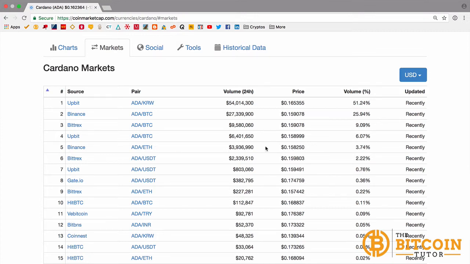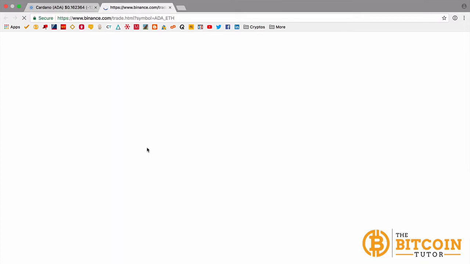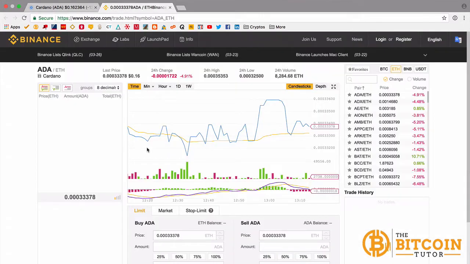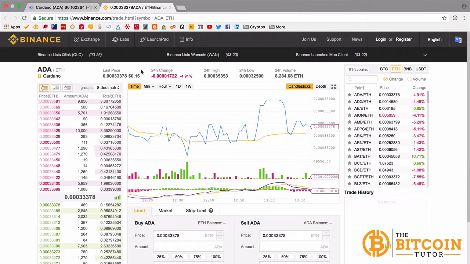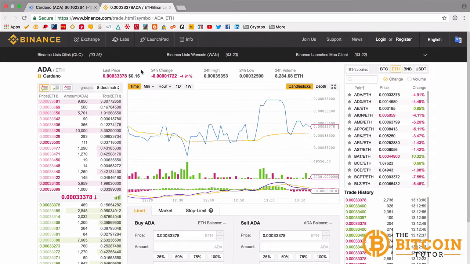I will now click on the trading pair for Binance. Binance will now show me the latest price of Cardano in terms of Ethereum, the quote currency. The last price I saw was ADA/ETH at 0.0003 and some more decimal points. That means that one Cardano costs only a small fraction of an Ethereum. Looking at that in reverse, one Ethereum buys about 2,900 Cardano coins.